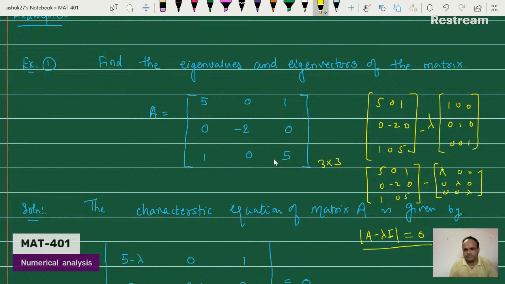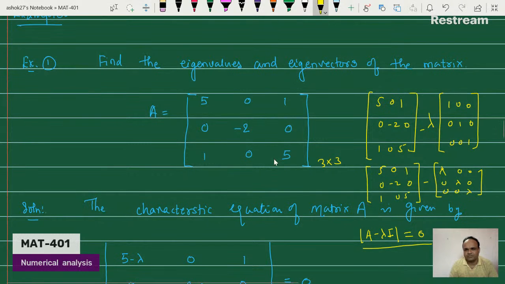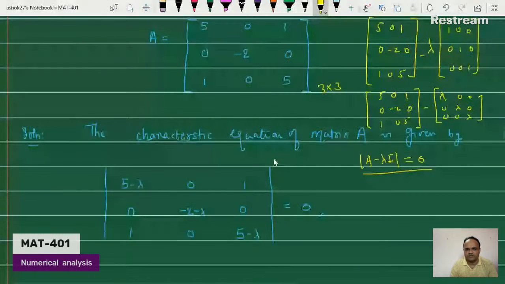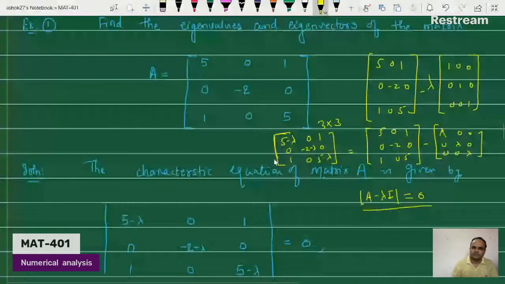If you take the difference of these two matrices, it is nothing but 5 minus lambda, 0, 1, then 0, minus 2 minus lambda, 0, then 1, 0, 5 minus lambda. So that will be the matrix A minus lambda I. Its determinant equal to 0 is our characteristic equation. So we have to solve this, and then we will find the eigenvalues for the given matrix A. Obviously this part is there, I'm not writing this part.